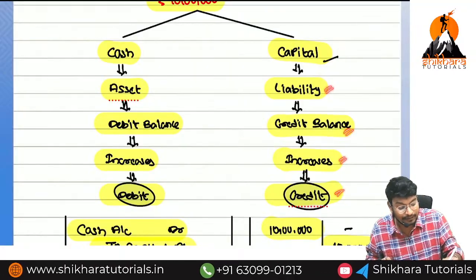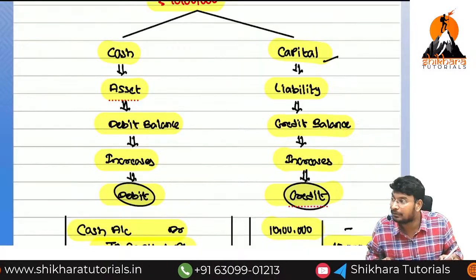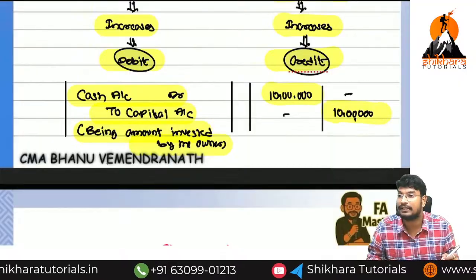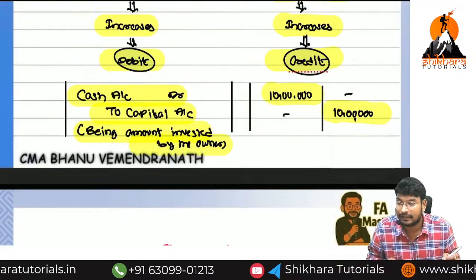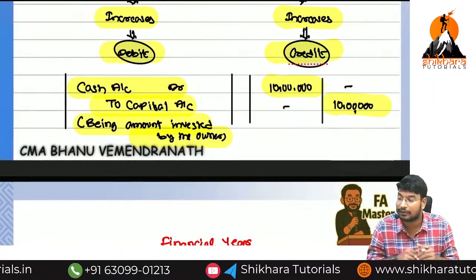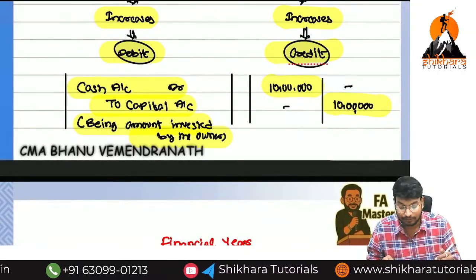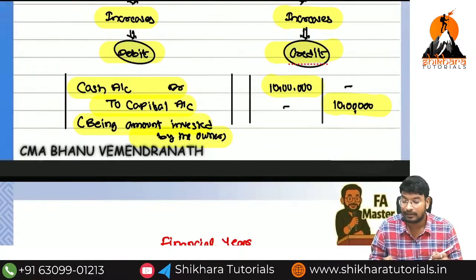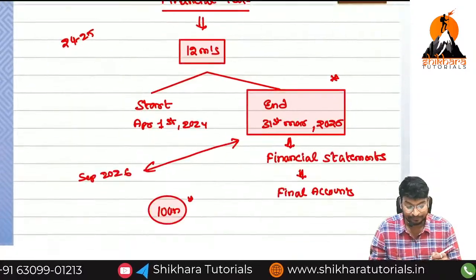What will we do? If the credit balance increases, we are going to credit. So what journal entry do we need to record? What is the format of the journal entry? Date, particulars, LF, debit amount and credit amount. So what is the journal entry? Cash account debited to capital account. Then we need to write the narration: being amount invested by the owner into the business.